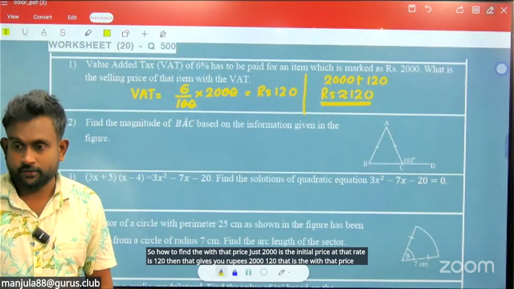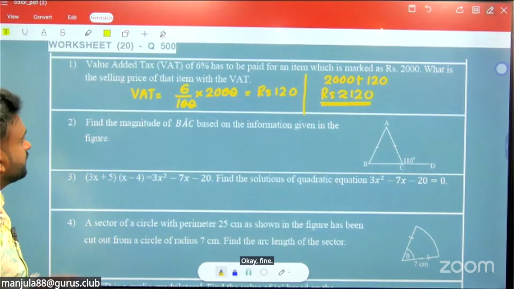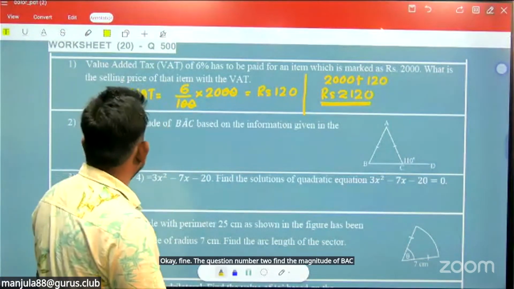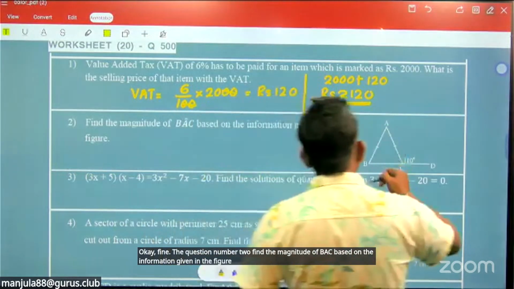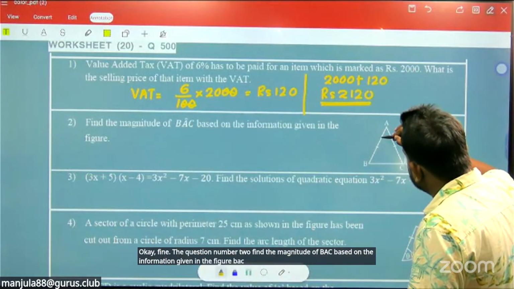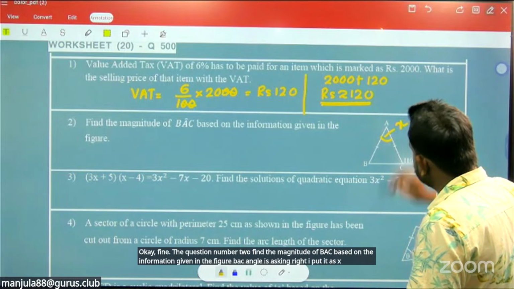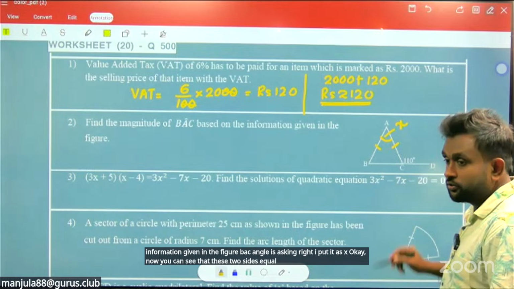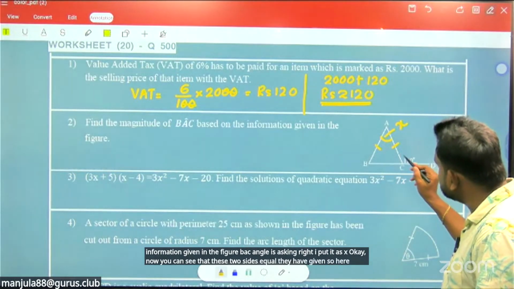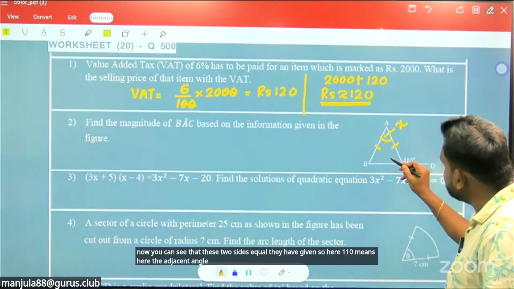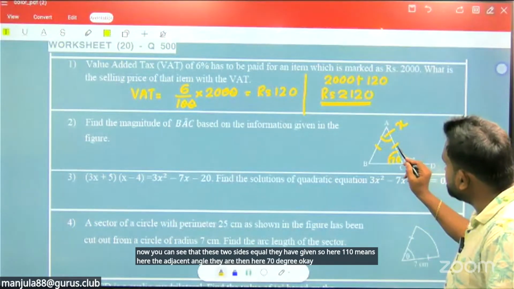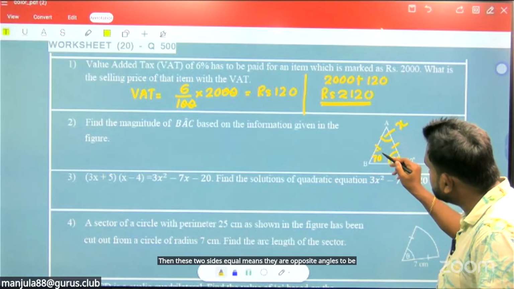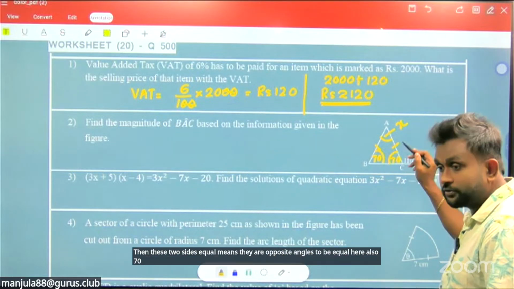Okay, fine. The question number 2: find the magnitude of angle BAC based on the information given in the figure. BAC angle is asked, I put it as x. Now you can see that these two sides are equal, they have given. So here 110 means the adjacent angle is 70 degrees. Then these two sides being equal means the opposite angles are equal. Here also 70. Angles opposite the equal sides are equal.